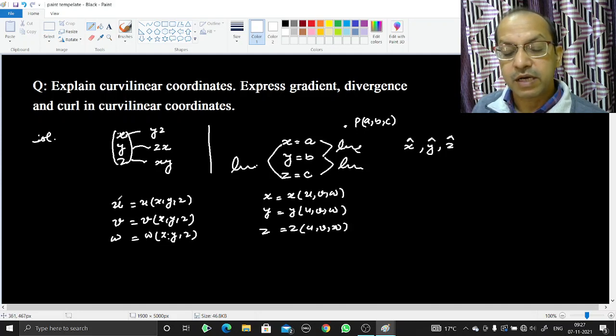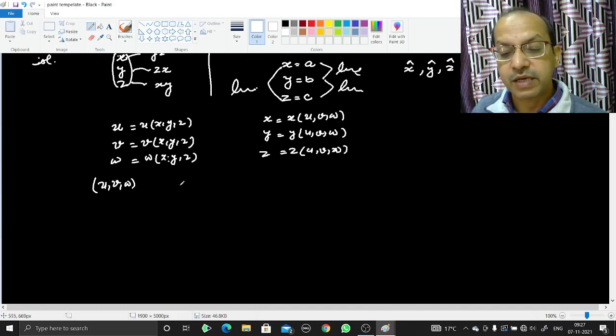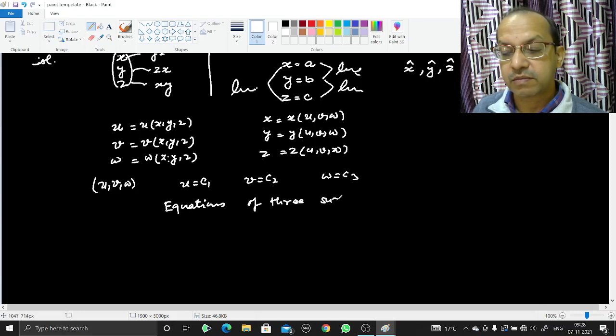So here, what does it mean? The coordinates are u, v, w. It means it is the point where all three curves are meeting. The equations u equal to c1, v equal to c2, and w equal to c3 are the equations of three surfaces. Any two of these surfaces will meet at a curve, which may be a line. In case it is a line, then it will be the Cartesian system. So it may be a line.